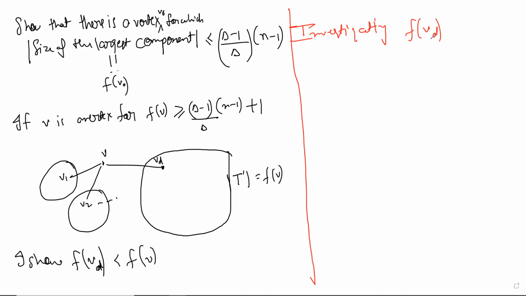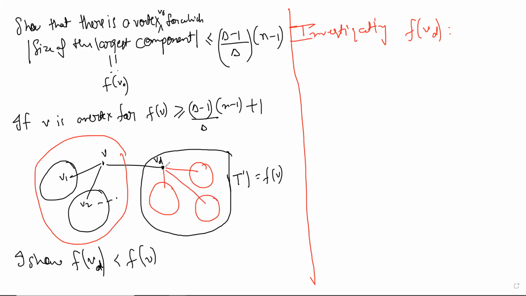Investigating f of VD. Okay, so what are the trees? Obviously there is one big tree here, and it will have some neighbors. The neighbor that goes outside that portion is clear. Yeah, it may have some other chunks inside.